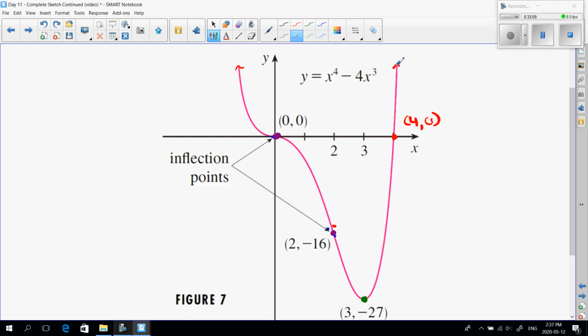And I'll put arrows at both ends, but there's a very detailed sketch. That is what the function y equals x to the fourth minus 4x cubed looks like. That is a polynomial function. The next video will show you how to do a rational function. So a function that has or is in the form of a fraction.